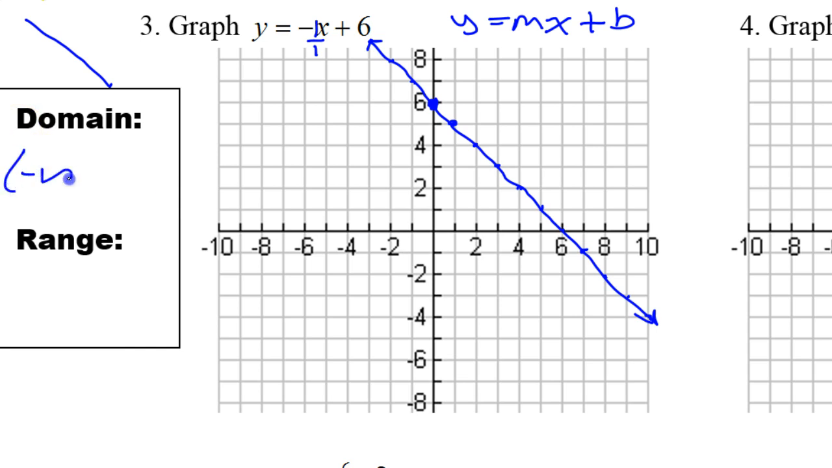Now the domain is going to be negative infinity to positive infinity. The range will also be negative infinity to positive infinity. It goes left and right forever. It goes down and up forever.